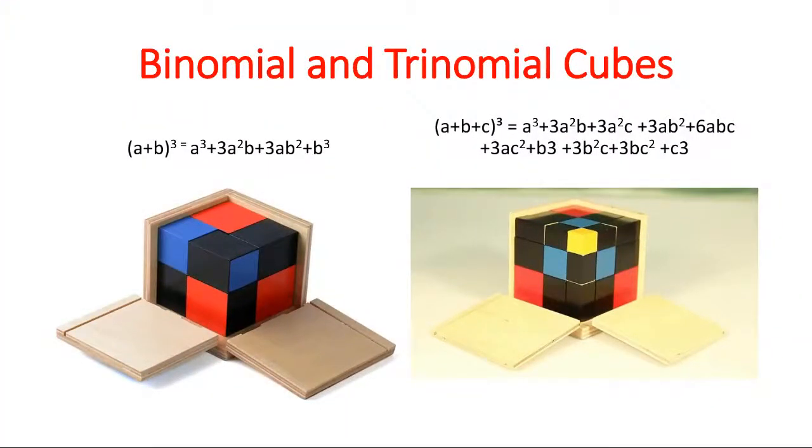Binomial and trinomial cubes. Made of cubes and prisms, these materials are introduced as puzzles to train and refine the child's senses in primary classrooms. These sensorial materials are repurposed to learn advanced concepts like algebra in elementary classroom. Both binomial cube and trinomial cube are solved algebraically as (a+b)³ and (a+b+c)³ respectively.